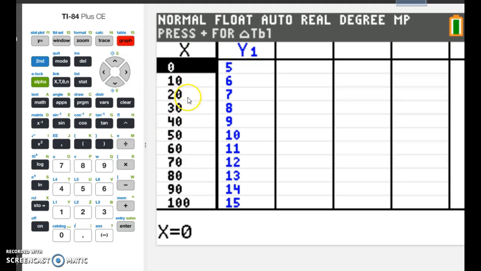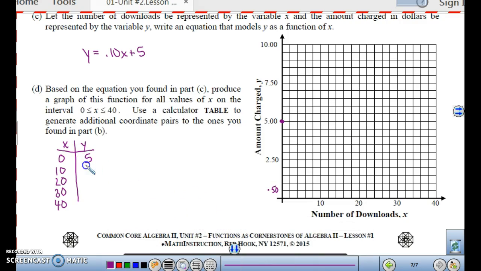So 0, 10, 20, 30, 40 and the values 5, 6, 7, 8, and 9. So there's my values that I have. I just rearranged my table to fit my values.